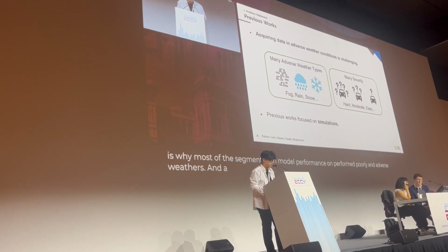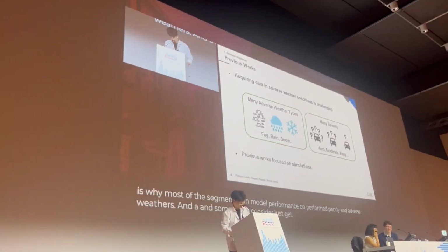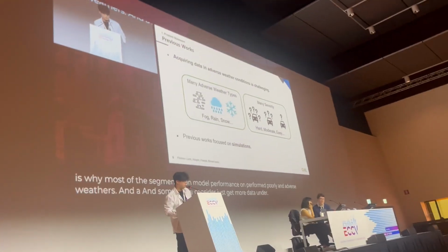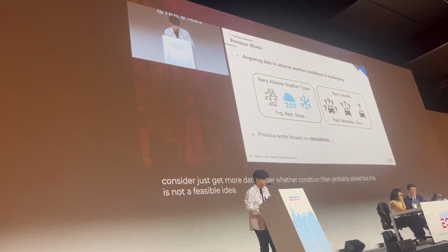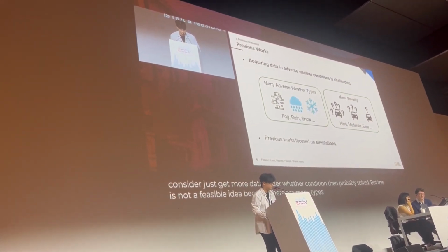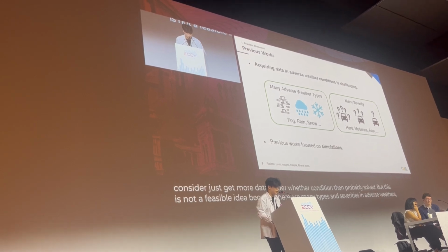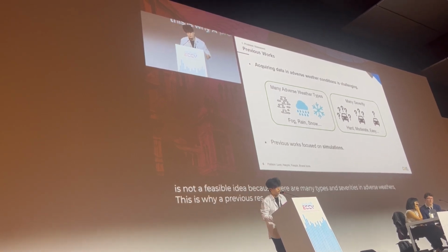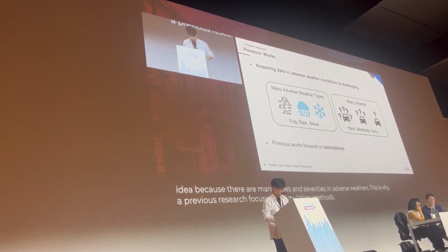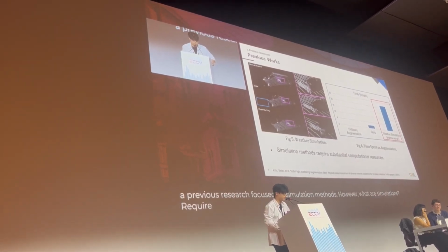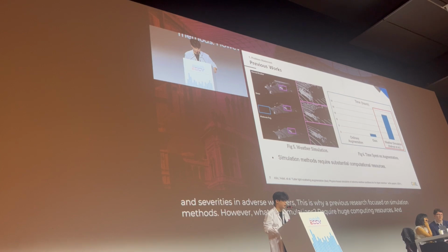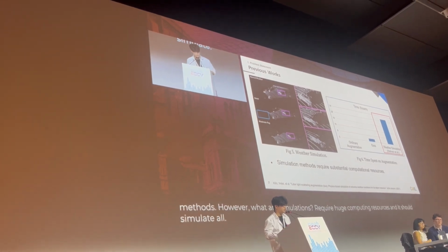Some of them consider just getting more data under weather conditions, then the problem is solved. But this is not a feasible idea because there are many types and severities in adverse weather. This is why previous research focused on simulation methods. However, weather simulations require huge computing resources, and they should simulate all weather types and severities separately.